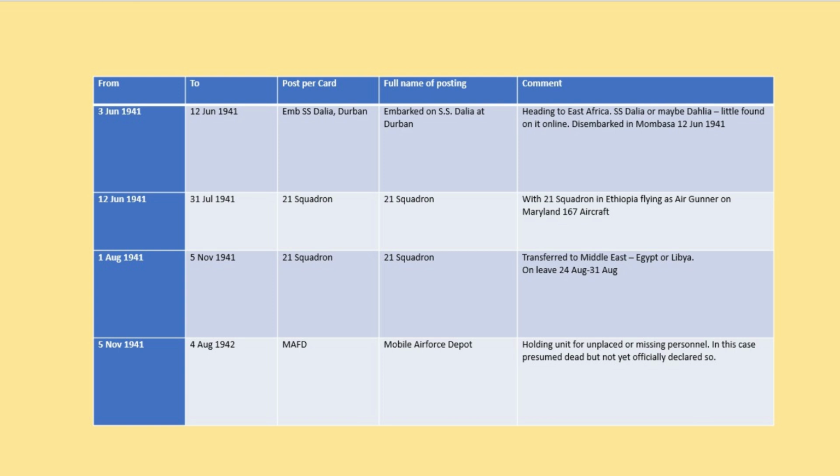From the 5th of November until the 4th of August in 1942, he was officially listed under the MAFD, which stands for Mobile Air Force Depot. Basically, this was a holding unit for unplaced, or in this case, missing personnel. They weren't sure if he had died after the plane was shot down or whether he was a prisoner of war. And presumably by the 4th of August, his name having not been collected by the Red Cross at the different prisoner of war camps, etc., he was officially declared dead.